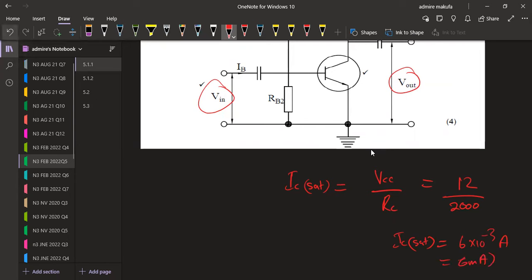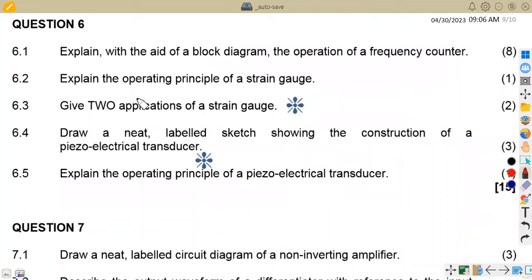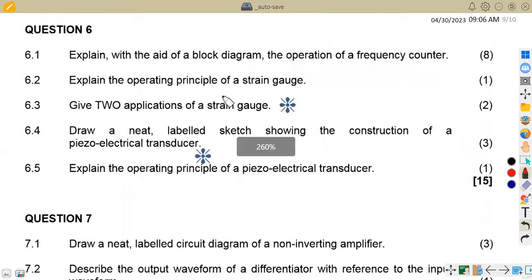All right, so the answer is going to be the 6 milliamps. So that is that part of the question. In this case, let's check what we are given on the other part of the question, which is question 6. All right, so let's check what we have on question 6 here.